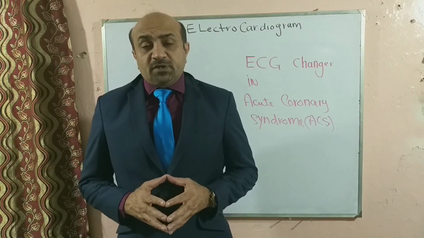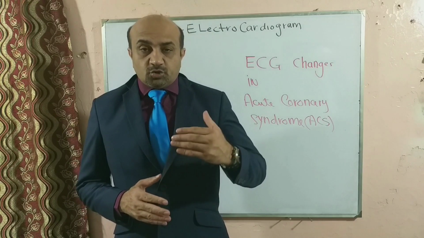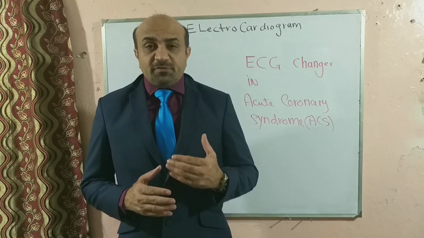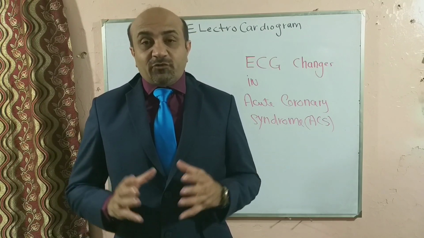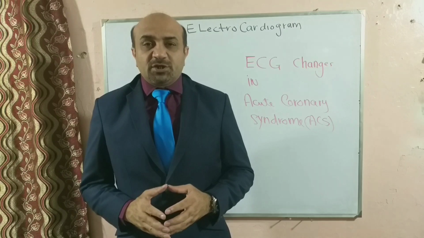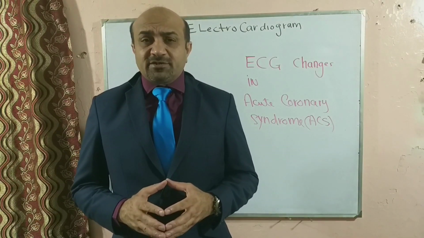Hello everyone. In this video we are going to talk about the acute coronary syndrome and its changes in the ECG. So this is basically related to the ECG changes of the unstable angina, non-ST elevation MI and ST elevation MI and its relation with the walls and the coronary arteries.